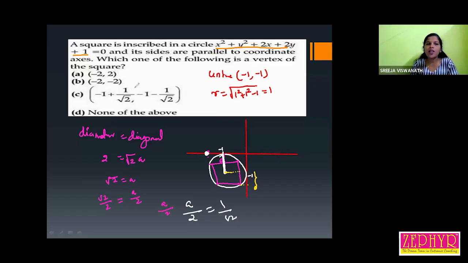Or you can check with the options. The center is (-1, -1), and the distance between (-1, -1) and (-2, 2)... what should the distance between the center and any vertex be? It should be the radius, right? Center and any of the vertex are same as radius. You can check with that idea whether the distance between the center and the vertex is 1. Anyway, the answer is option C.